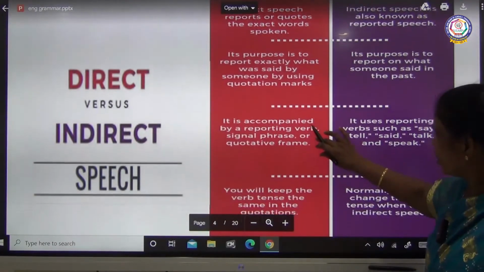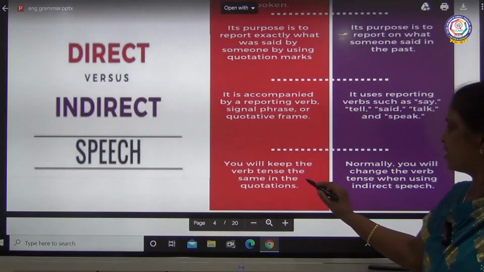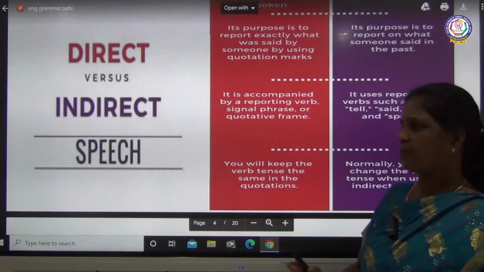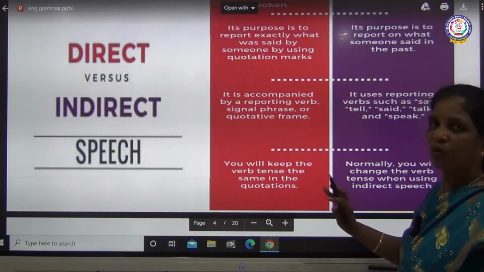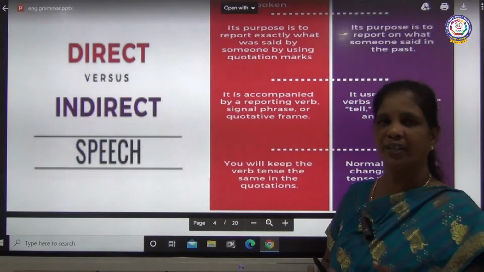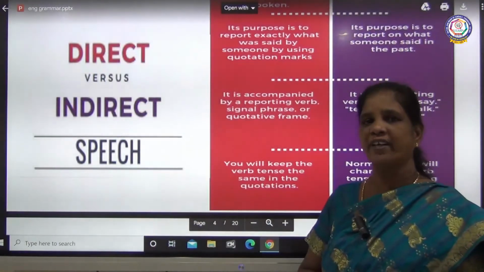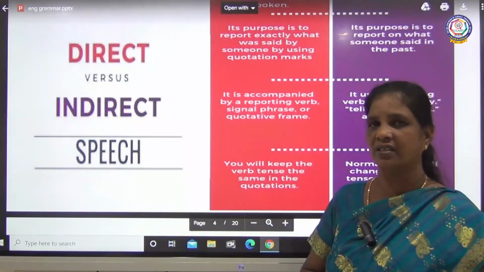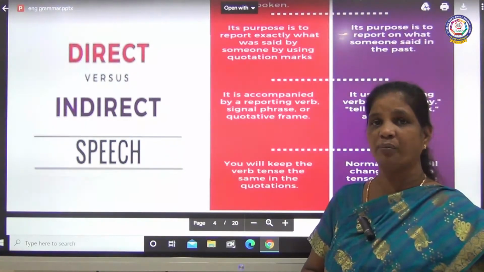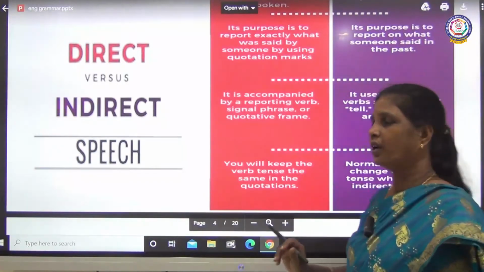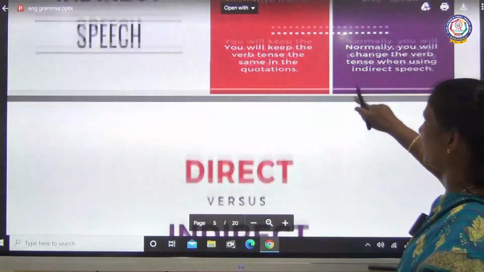You will keep the verb tense the same in the quotation. In the quotation you will have the same tense, but when the quotation is removed there will be a change in the tense, except when the reporting verb is in present tense, or if it is a fact or truth or habitual action, then you will not have any change in the tense. It is clear? Only the tense will not change. Pronouns and other words will be changed. It is clear to you, children? Okay. We will go for the next.